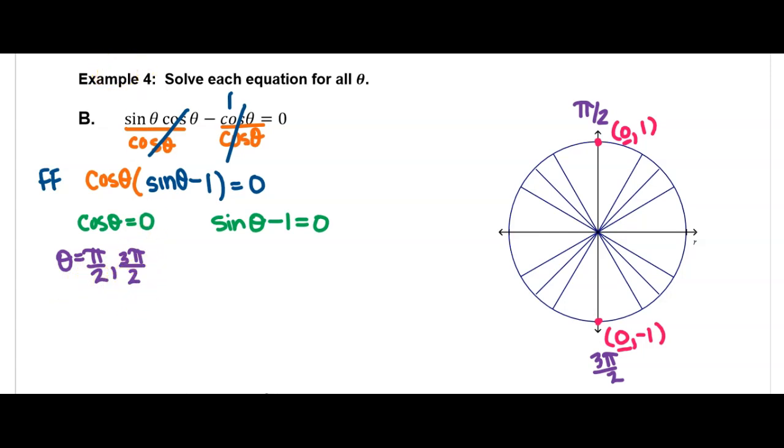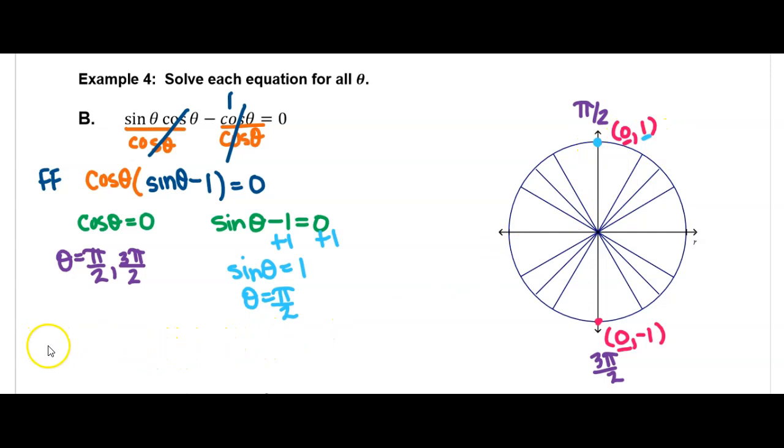Let's take a look at the second one. Sine theta minus 1 equals 0. We solve this equation for sine theta by adding 1 to both sides, so we end up with sine theta equals 1. Where is sine equal to 1? Remember, sine is y. It's right here, where our y value is equal to 1, so we have pi over 2. Is there anywhere else on the unit circle where the y value is equal to 1? I would say no, because the only other place is where y is equal to negative 1. So this is the only location where the y value is equal to 1.